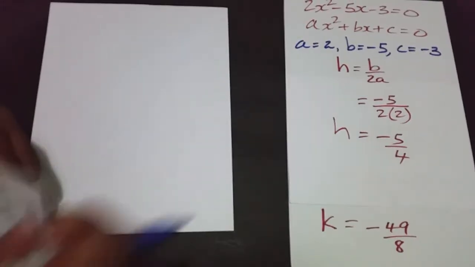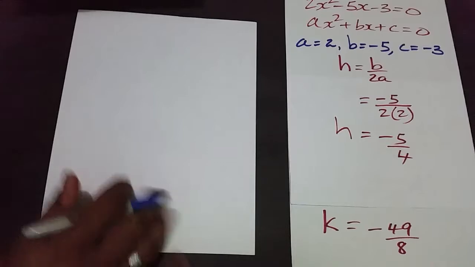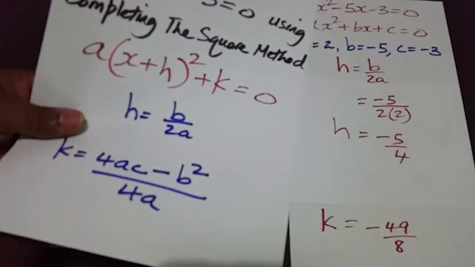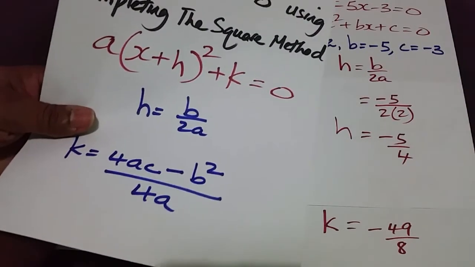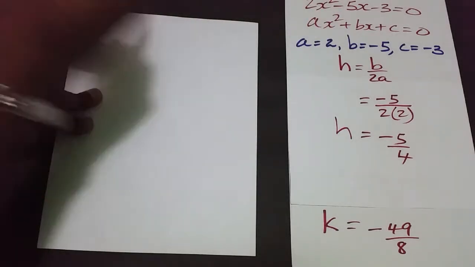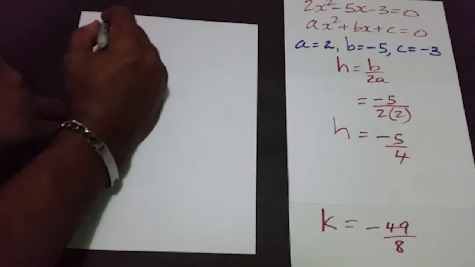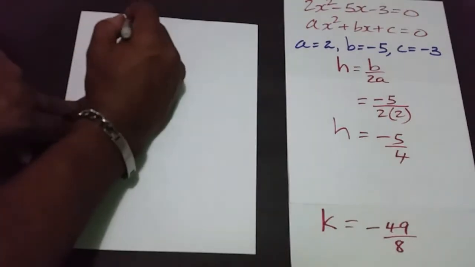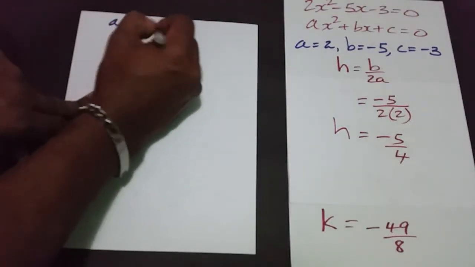So the completed square form is a(x + h)² + k = 0. So what we're going to have is, let me just write this back so it stands out in your head.